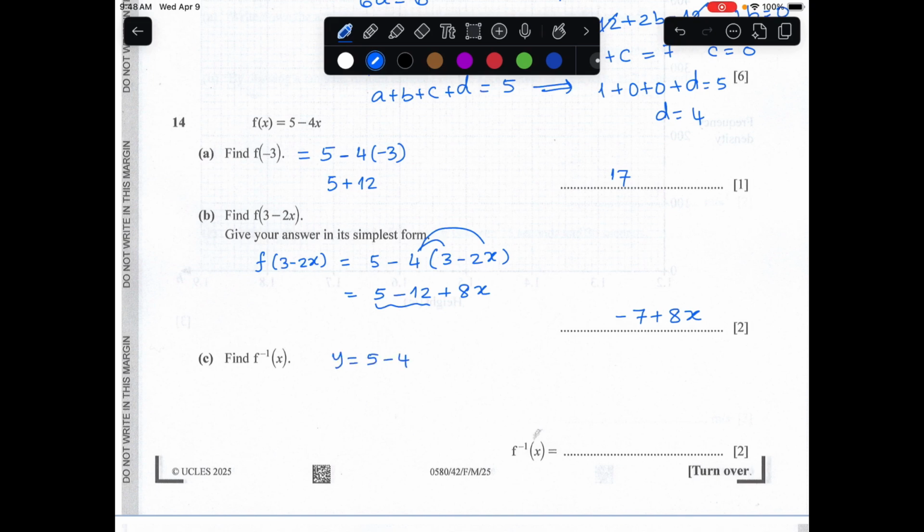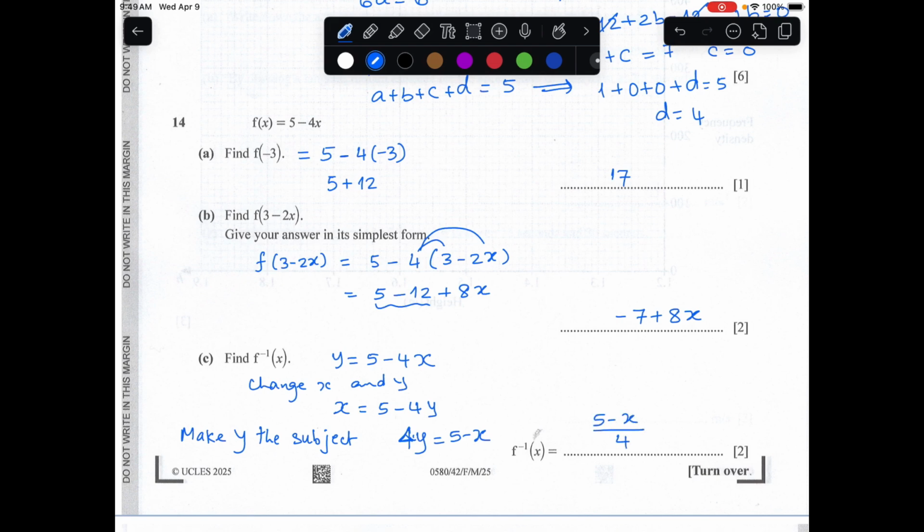Now we need to find the inverse of f. So we have y equal to 5 minus 4x. You can change x and y. Change x and y. So that gives me x equal to 5 minus 4y. Now we solve for y, or make y the subject. Make y the subject. So that gives me 4y equal to, I'm just moving the 4y to the other side because it's negative. It's just easier. Dividing by 4 gives me 5 minus x divided by 4. That is your f inverse.